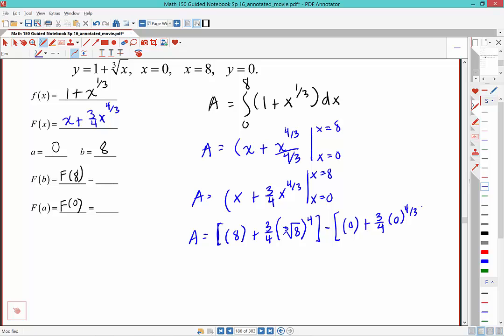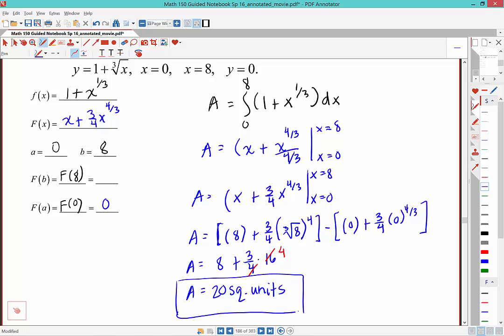So our lower limit is 0. So this will give us 8 plus 3/4 times the cube root of 8, which is 2, and 2 to the 8th is 16. So our area will be, let's see, 4 divides 16. So we'll get 20 square units. And our upper limit of integration was 20.